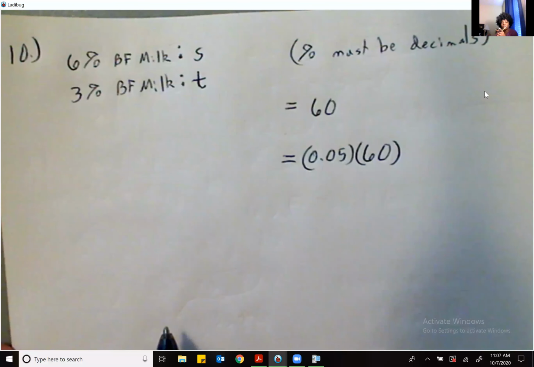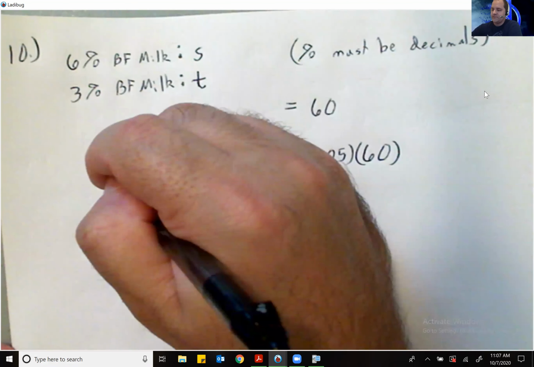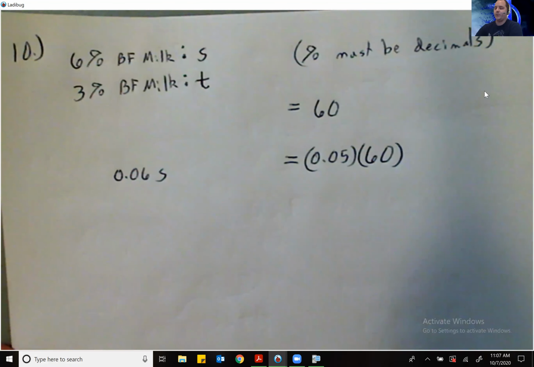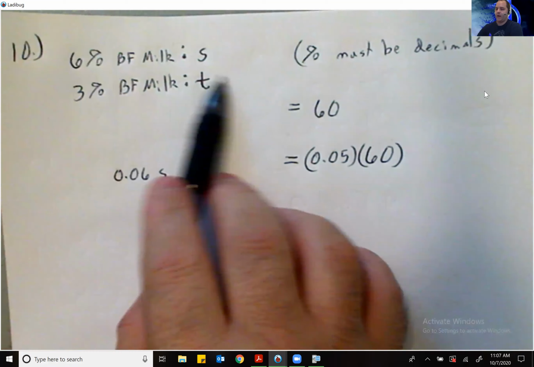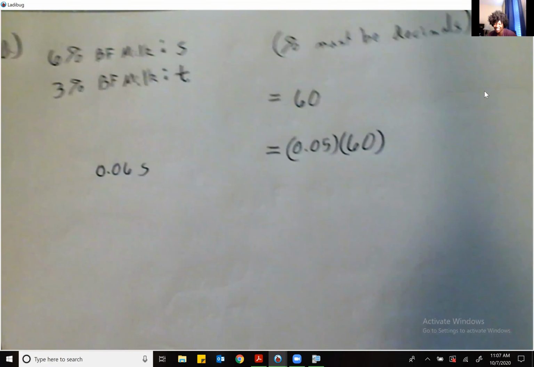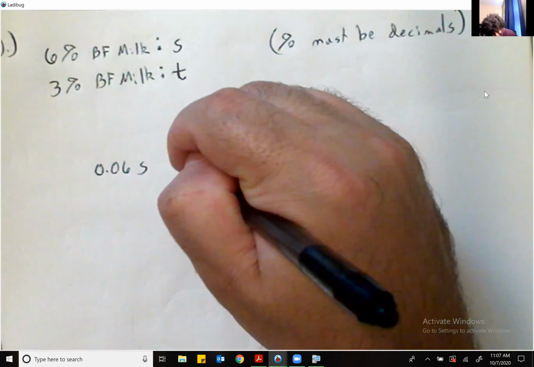You're gonna turn them into a decimal. So what would 6% look like as a decimal? 0.06 s. There we go. So we got 0.06 s. How does the 3% and the t look in my equation? The same, 0.06 s? No, 0.03 t. There you go.